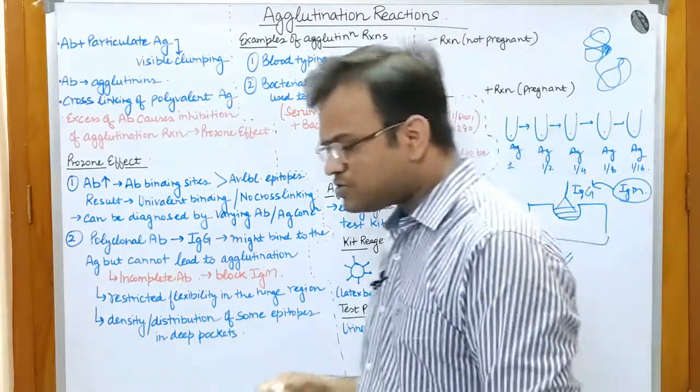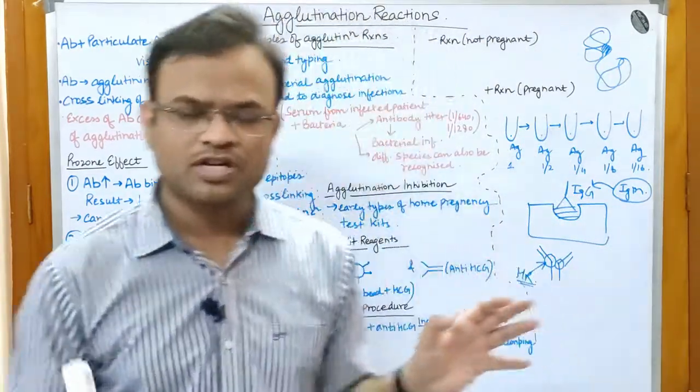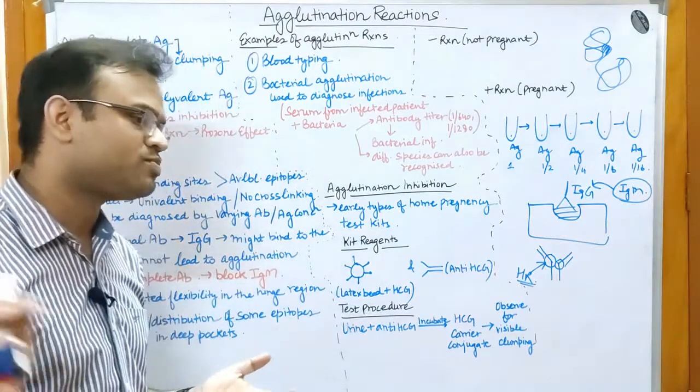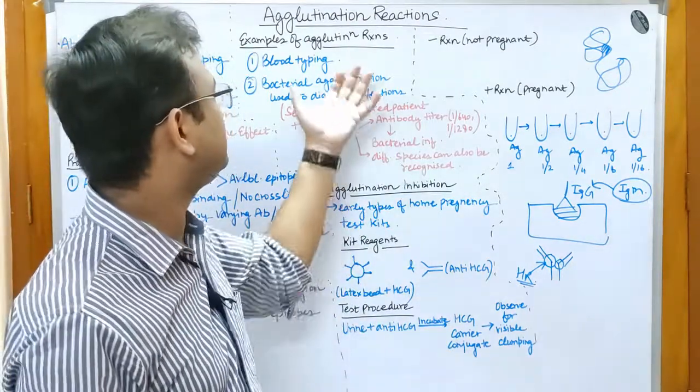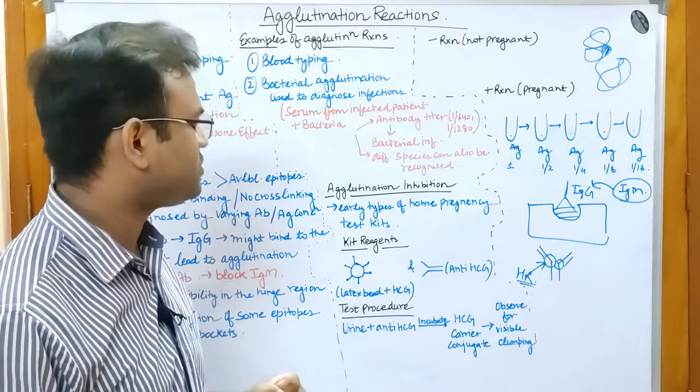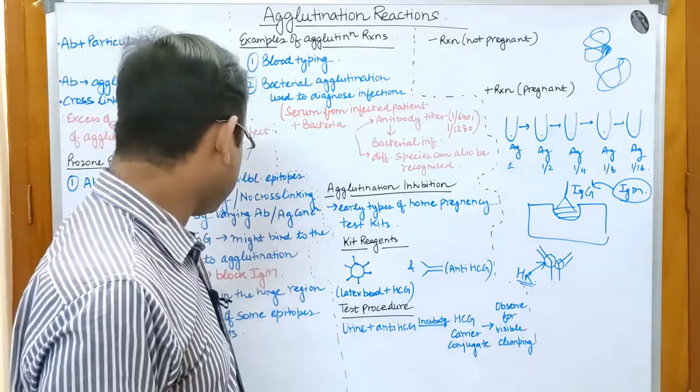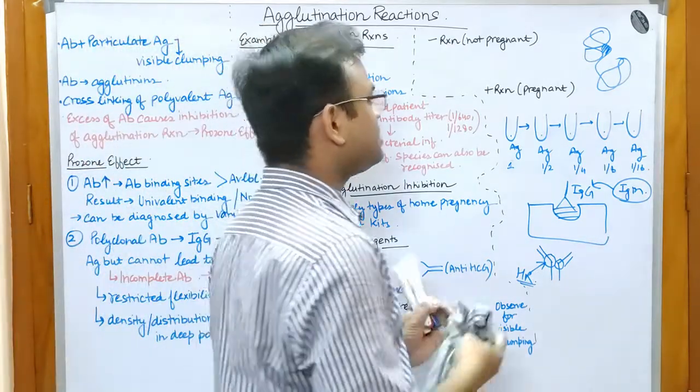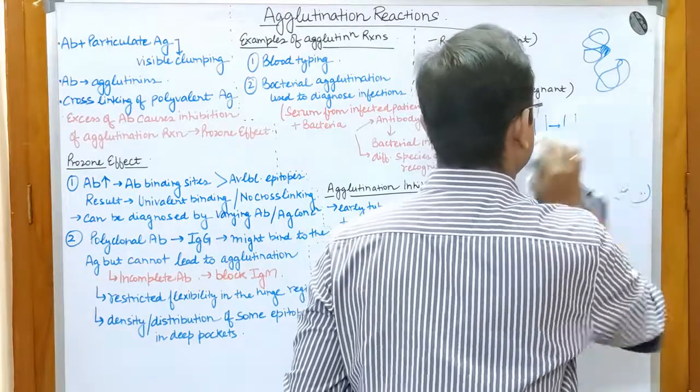Now what are the examples of agglutination reactions? We have talked about what an agglutination reaction is, what the Prozone effect is, and the reason for the Prozone effect. Now let us talk about examples of agglutination reactions. Blood typing is one of the most common examples of agglutination reactions.